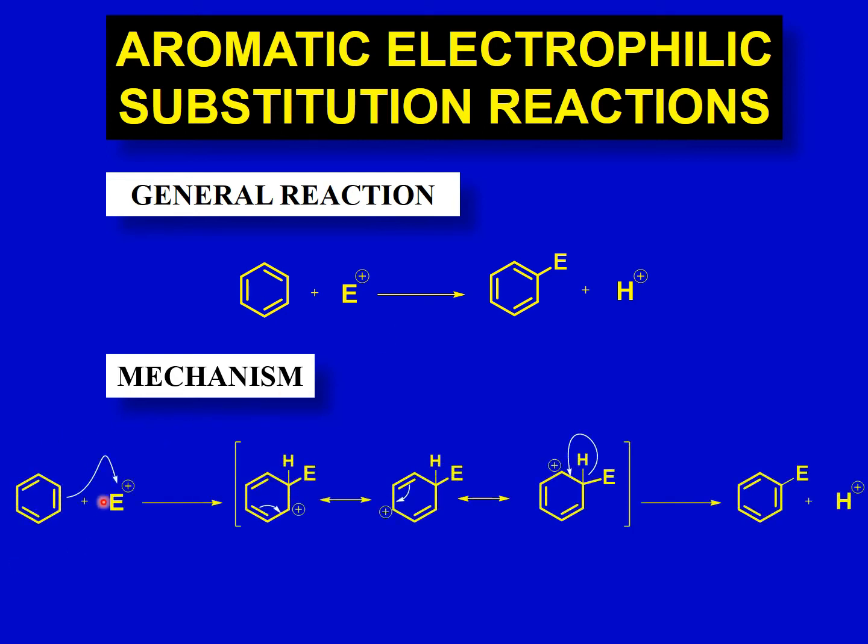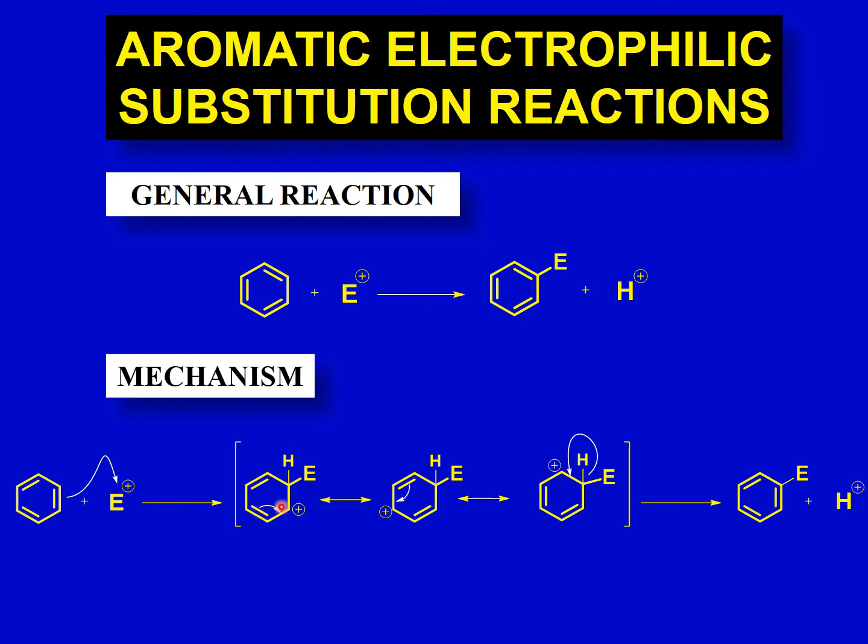See, the pi electrons present inside the ring are labile and they can easily react with any electron deficient species. So the two pi electrons from the benzene ring, they attack the electrophile, forming this sigma complex. And as you can see, here we have a positive charge created, which is in conjugation with the two double bonds still present in the ring.